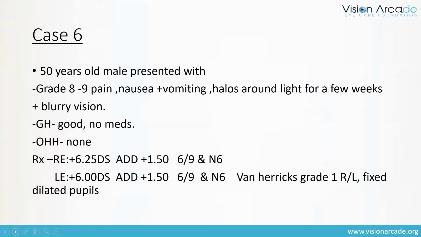The last one, I'll have to skip the next slide. So a 50-year-old male presented with grade 8 to 9 pain, nausea, vomiting, halos around lights for a few weeks, plus blurry vision. General health good, no medication, ocular health history none, and this is what his vision is like with his prescription. And Van Herick's is grade 1 and with a fixed dilated pupil. What do we think the answer is for that?